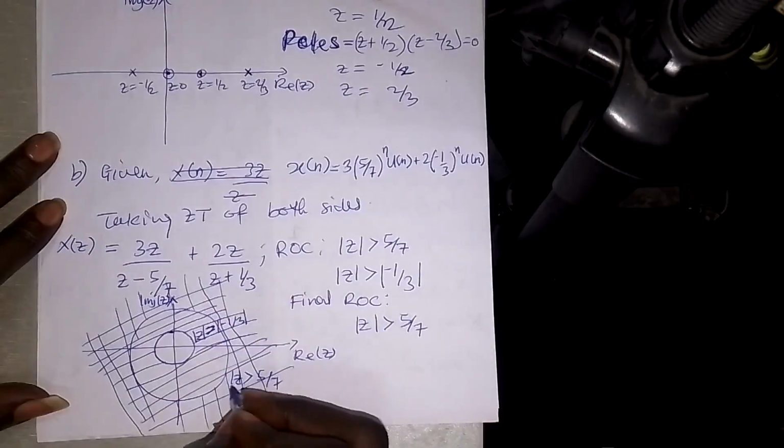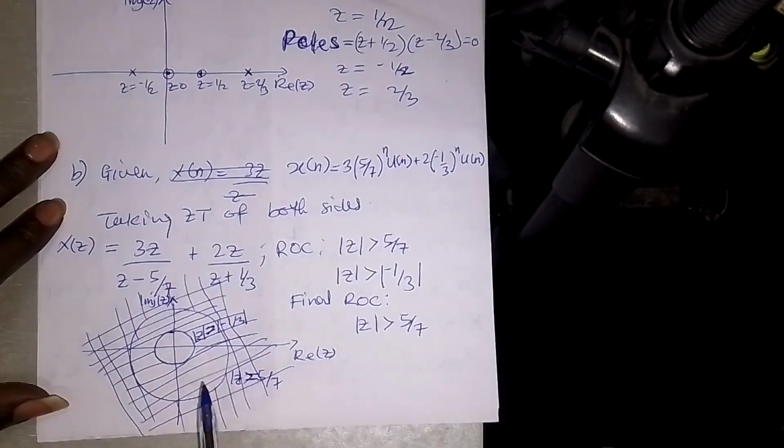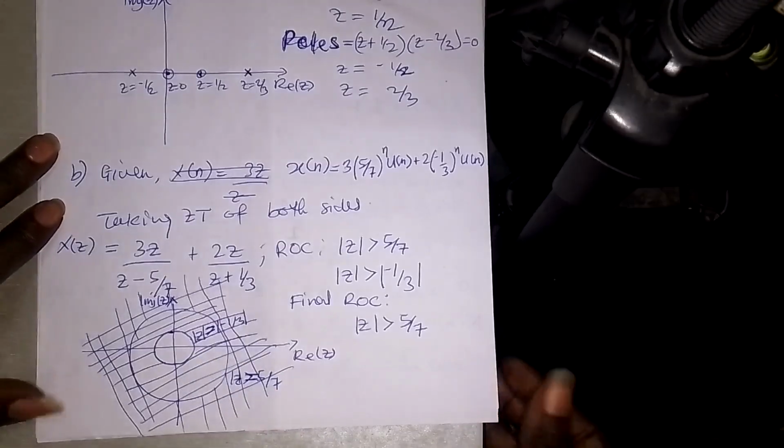Here |z| equals 5 over 7 for the radius. Where I have shaded, |z| is greater than 5 over 7, but for the circle itself, for the radius of the circle, |z| equals 5 over 7. For the 1 over 3 also, the circle itself is |z| equals minus 1 over 3, or mod of negative 1 over 3, and where I have shaded, |z| is greater than 1 over 3. So basically that's how you can do this one.